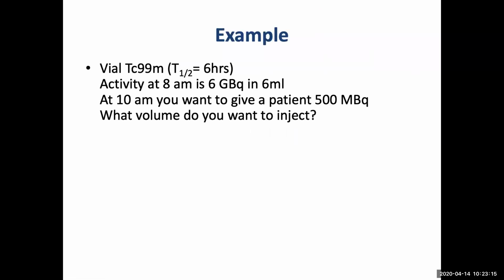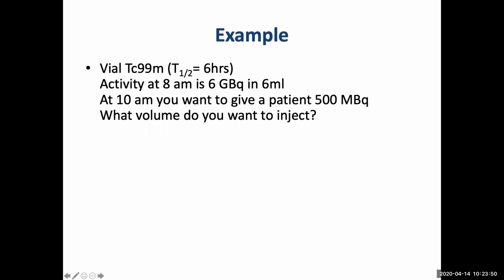I give you an example here. We have a vial of technetium-99. The half-life of technetium-99 is 6 hours. The activity at 8 a.m. is 6 gigabecquerel, and this activity is in a volume of 6 ml. So inside this 6 ml, we have 6 gigabecquerel. At 10 a.m., which is after 2 hours, you want to give the patient 500 megabecquerel. What volume do you want to inject?